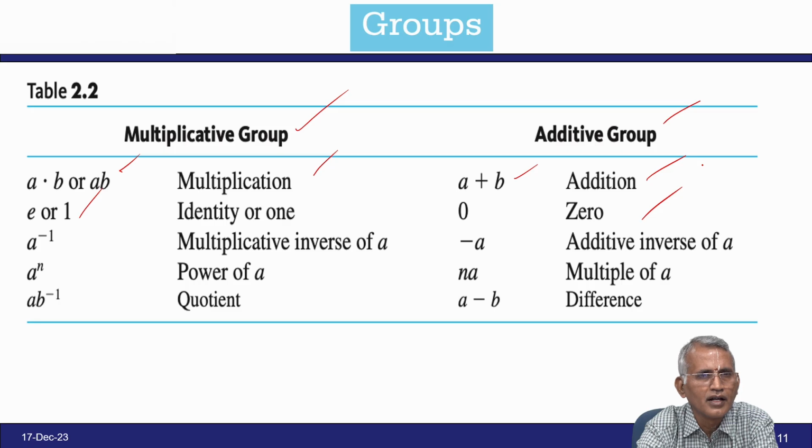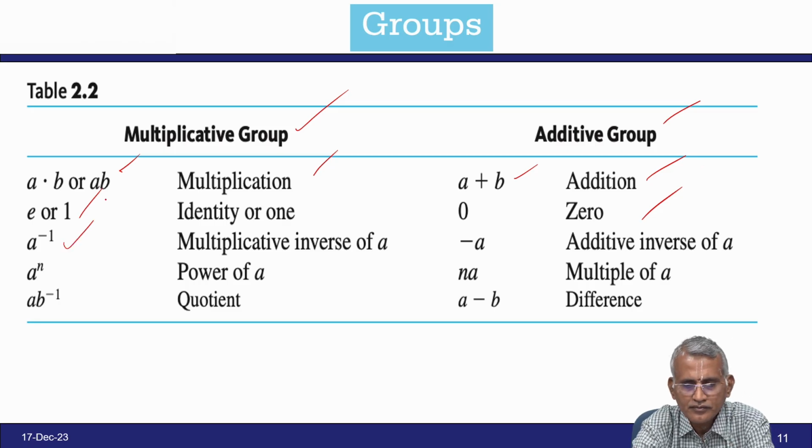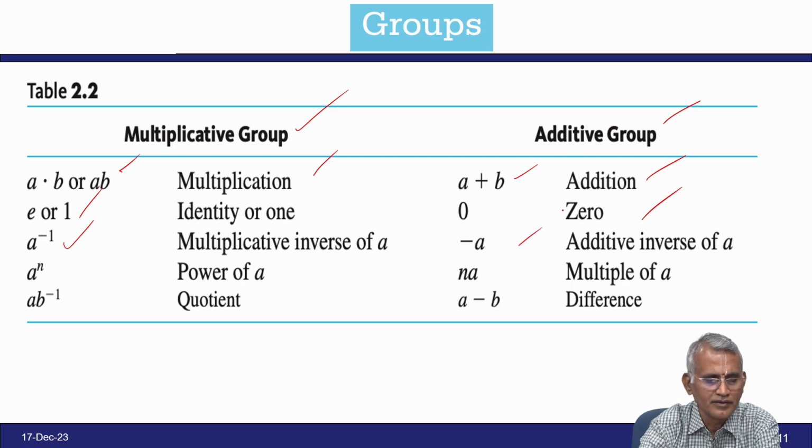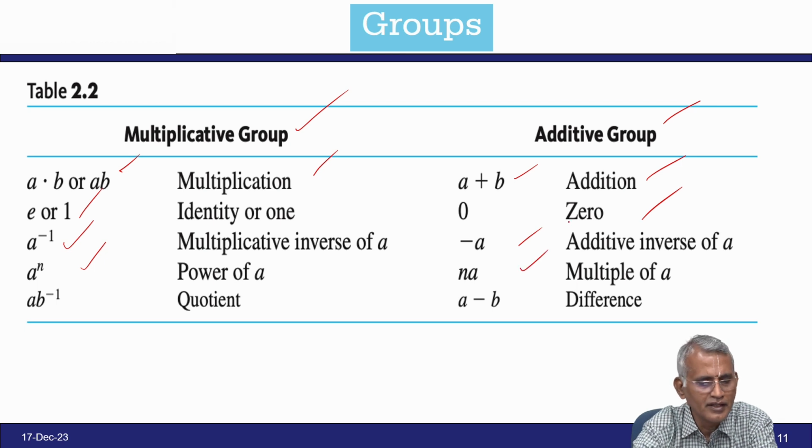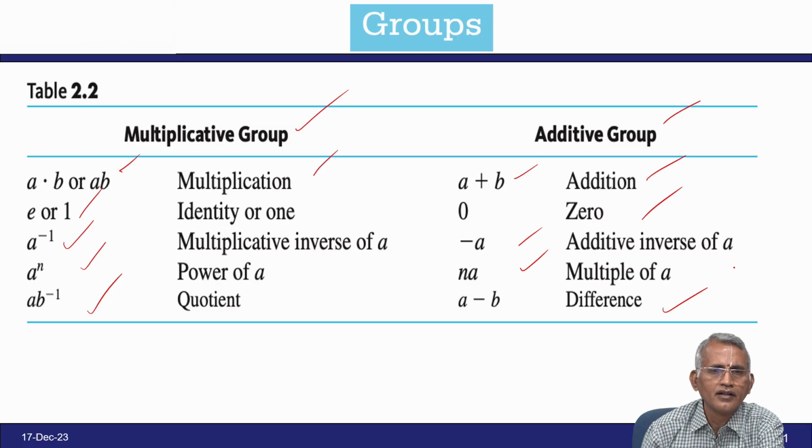For multiplicative group, inverse is A inverse, and for additive group, the inverse is minus A. And for a multiplicative group, we have A power n, and for additive group, we have nA. And then for multiplicative group, we have AB inverse, whereas for additive group, we have A minus B.